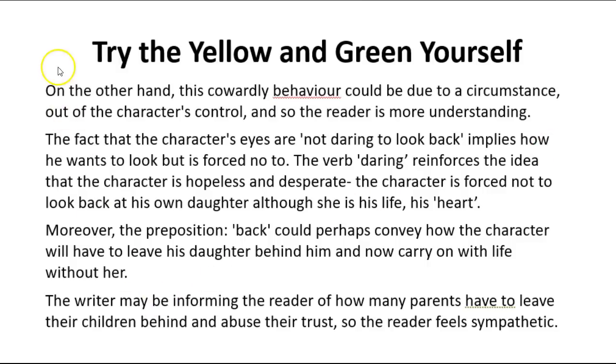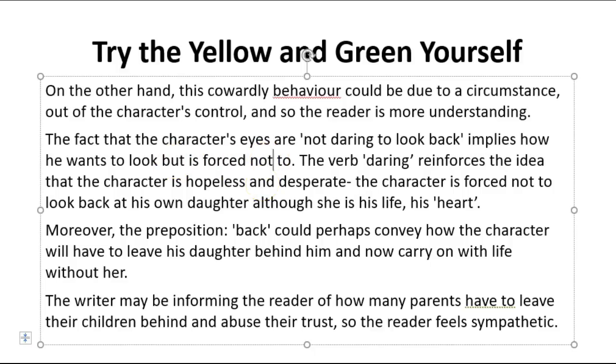Okay, once again, here is the final part of Smila's piece, this time without the green and yellow highlighted. I'll read it to you, and you're going to work out the greens and yellows as you go. On the other hand, this cowardly behaviour could be due to a circumstance out of the character's control, and so the reader is more understanding. The fact that the character's eyes are not daring to look back implies how he wants to look but is forced not to. That should say, there you go, Smila.